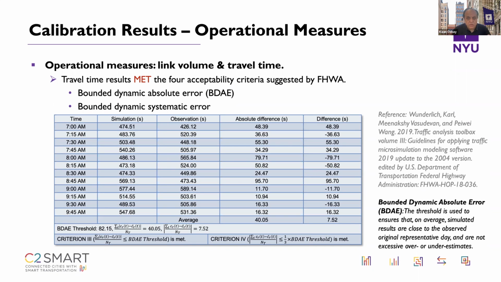As a kind of side note, this is done to ensure that the average simulated results are close to the observed original representative day and are not excessively over or under estimates. So basically, you always want to be close to the average. And these measures ensure that.